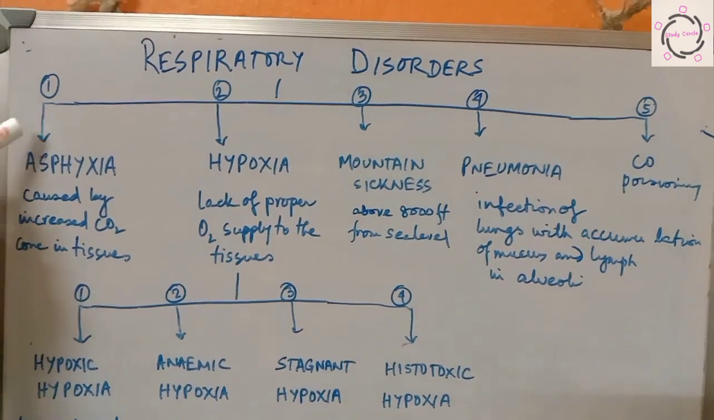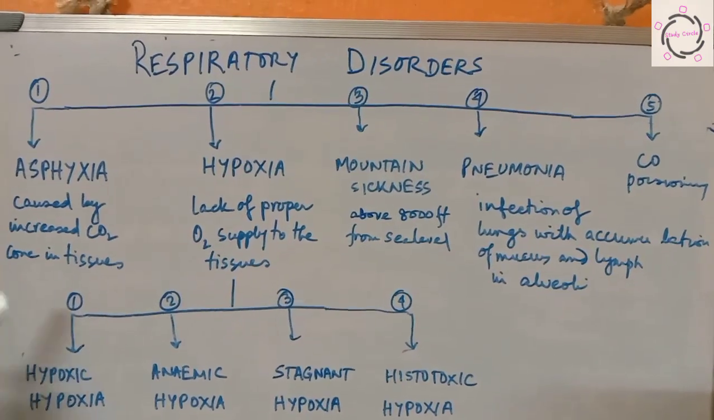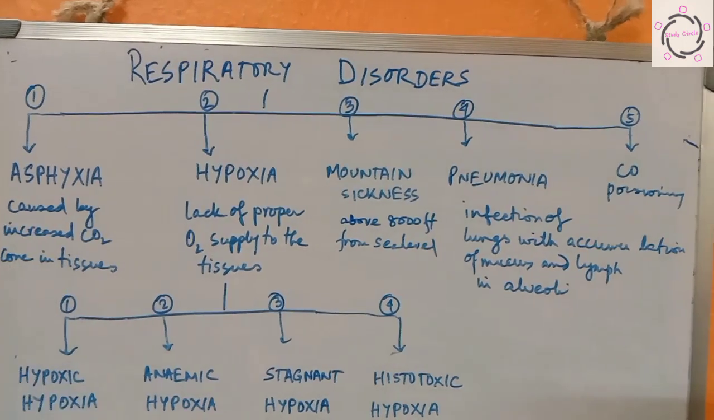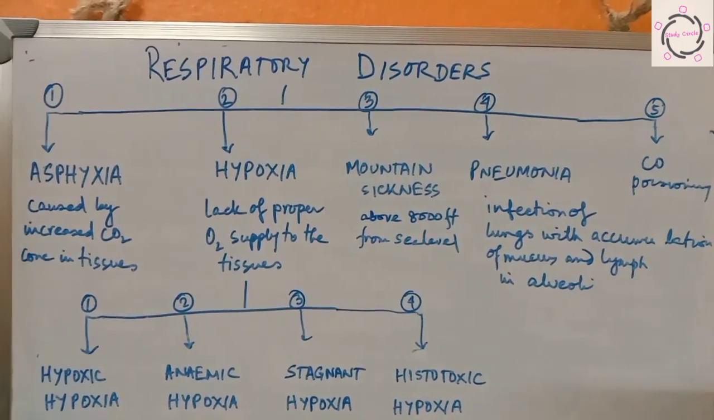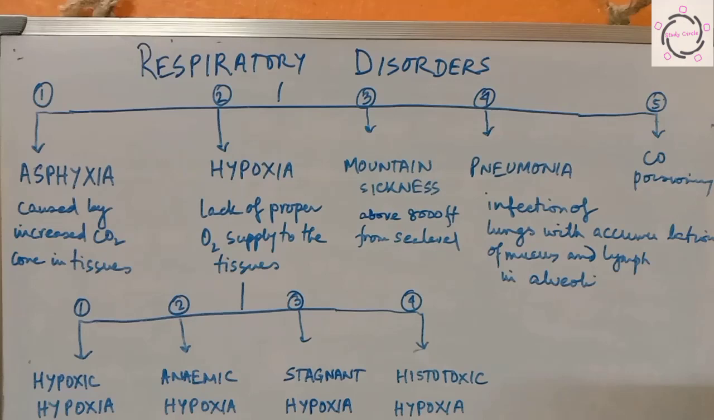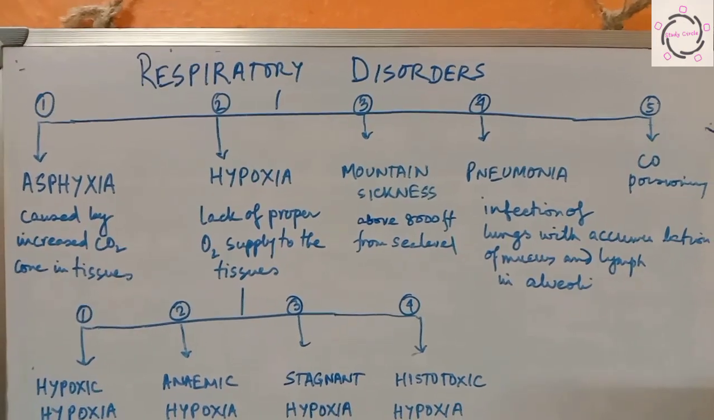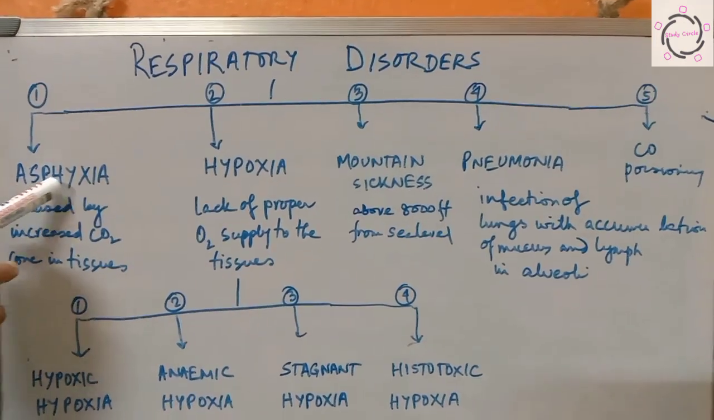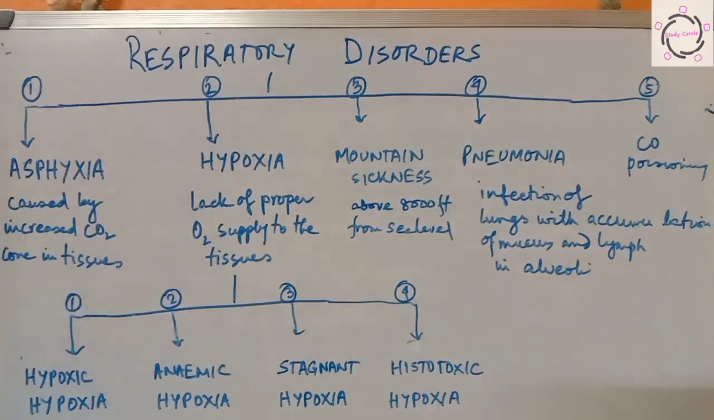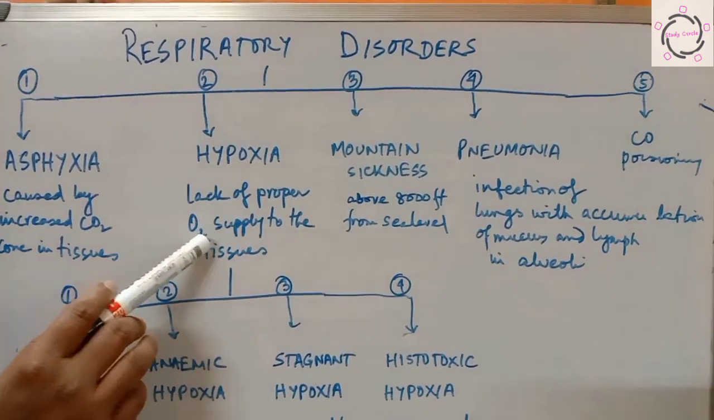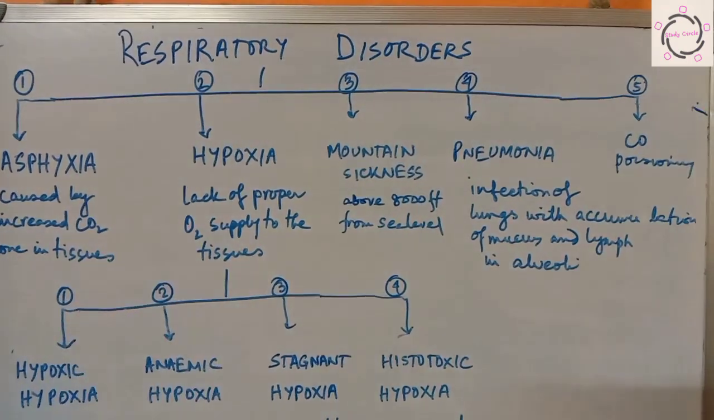Respiratory disorders. First one is asphyxia, I have written it, caused by increased carbon dioxide concentration in tissues. So increased carbon dioxide concentrations in tissues lead to asphyxia. Next is number 2, hypoxia. This is a lack of proper oxygen supply to the tissues.